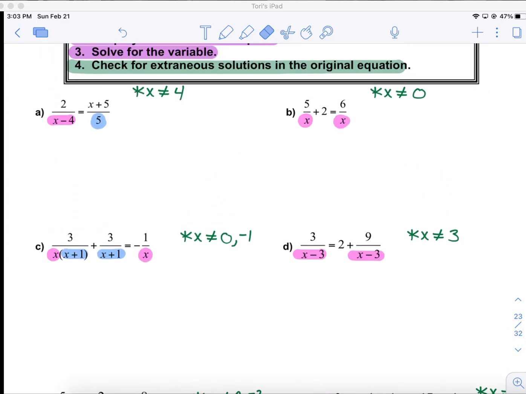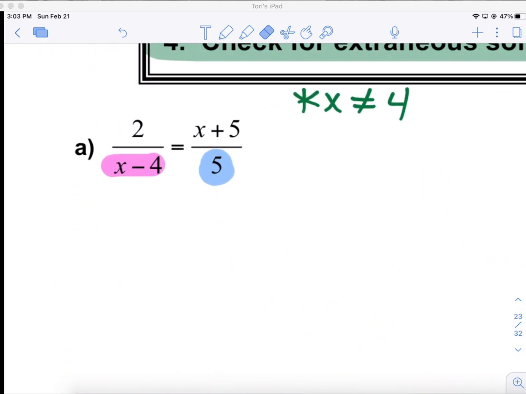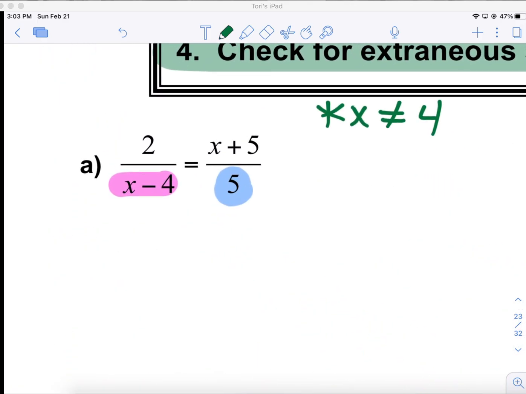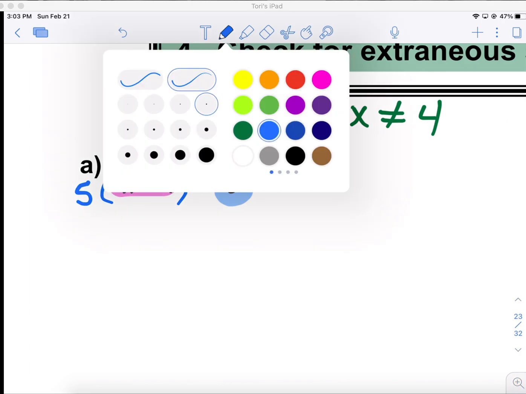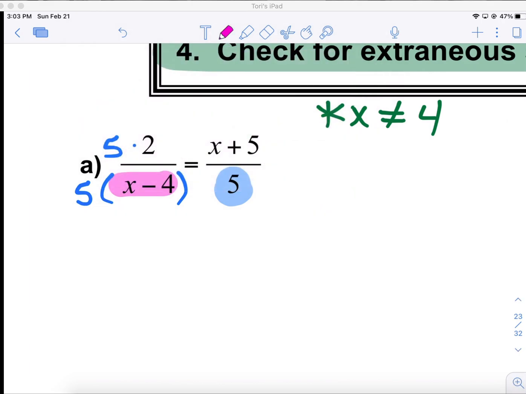All right, let's go back up to the top and look at what it looks like to eliminate. If I need a least common denominator, I need to use the 5 and the x minus 4. Whichever piece is missing, remember we're going to multiply that in. So the first piece is missing the 5. So I'm going to multiply the bottom by 5 and multiply the top by 5. On the right side, it's missing the x minus 4. So I'm going to do x minus 4 and x minus 4. Okay, we're multiplying the top and the bottom.